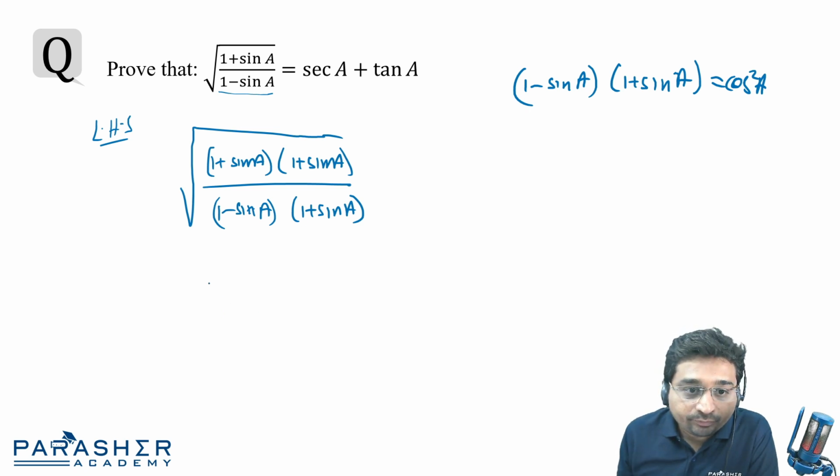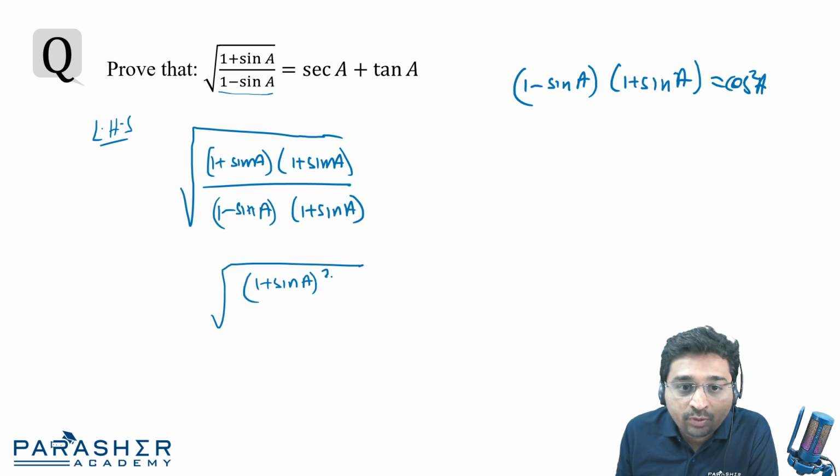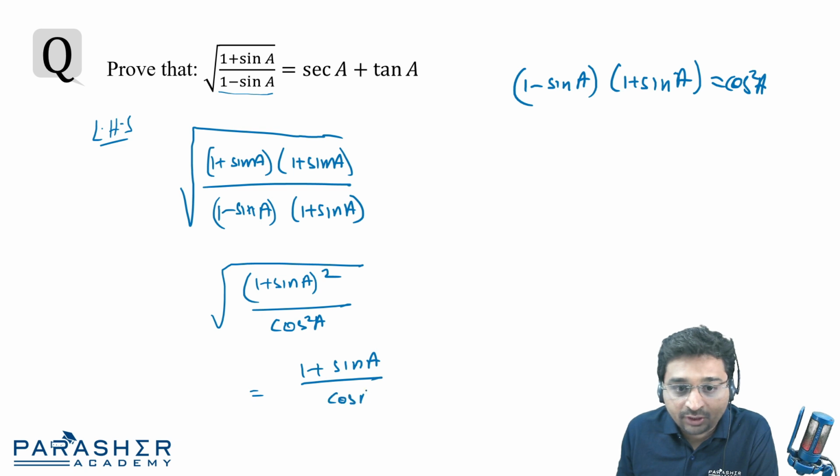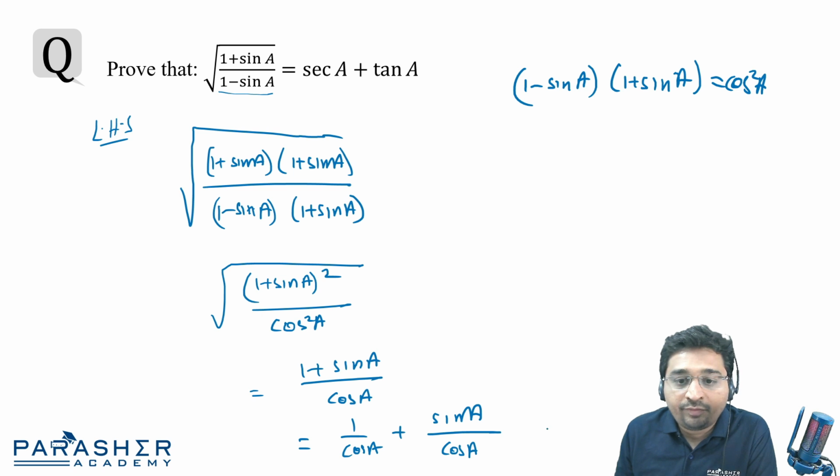So the square root of 1 plus sine A whole square divided by cos square A, because 1 minus sine A into 1 plus sine A is 1 minus sine square A, as a minus b into a plus b equals a square minus b square. So 1 minus sine square A is cos square A. This gives 1 plus sine A by cos A. And if I separate them out, 1 by cos A plus sine A by cos A, which is equal to secant A plus tan A. That is equal to the RHS.